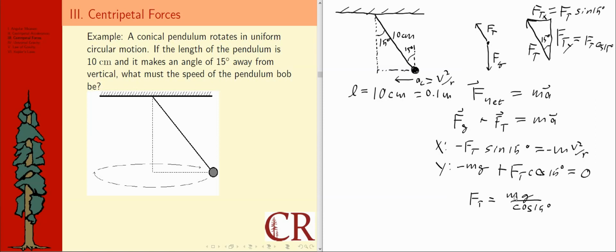Anyways, I'm going to take that and plug it into the x equation, with these things already cancelled. I'm just going to make those pluses now to make it clear. So this is going in here. So that's going to be mg over cosine 15 degrees times sine 15 degrees is equal to this. Sine over cosine is equal to tangent, so I'm just going to turn that into mg tangent of 15 degrees is equal to m v squared over r.